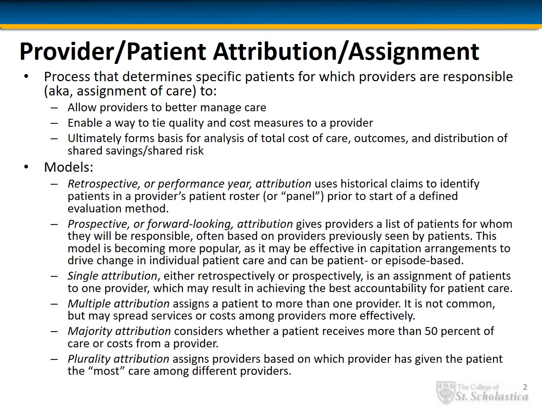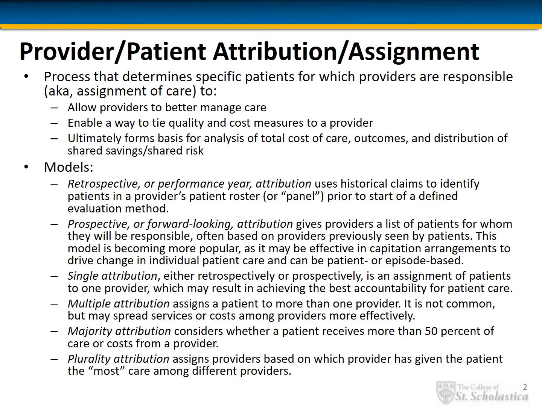Today there are several ways provider attribution is accomplished with little standardization, which can lead to confusion for providers when each health plan with whom they contract uses different models. In general, though, a model is either retrospective or prospective. A retrospective model, or sometimes called a performance year attribution model, uses historical claims to identify patients in a provider's patient roster or panel prior to start of a defined evaluation method.